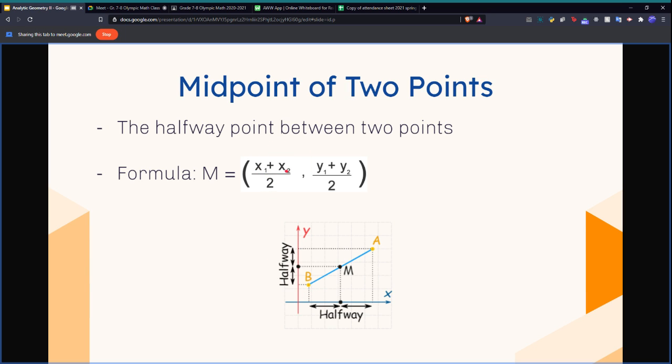Here we use x1, x2, actually. So this is the midpoint formula. For the x coordinate, you sum the x coordinates and divide that by 2. And same thing for the y, you add up the y's and divide that by 2. All right. Are there any questions about this formula? This one's very straightforward.